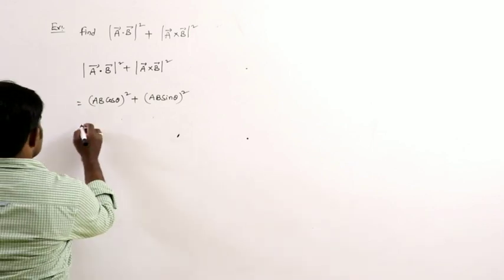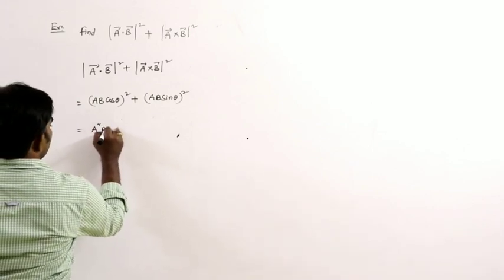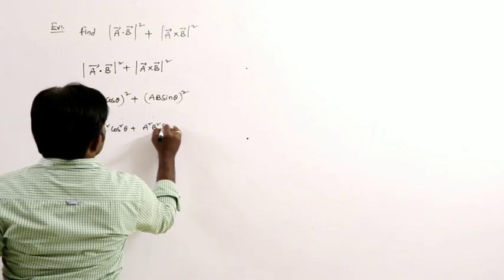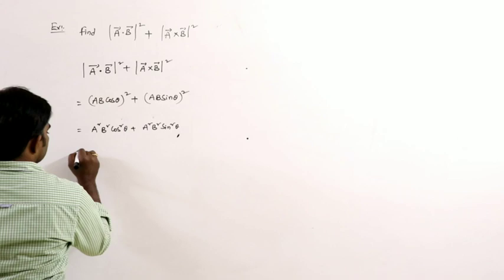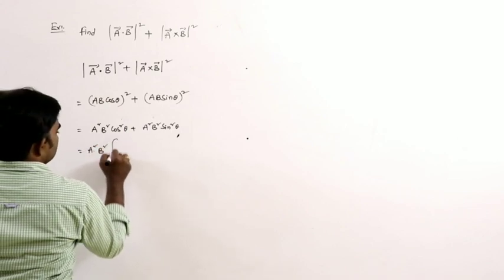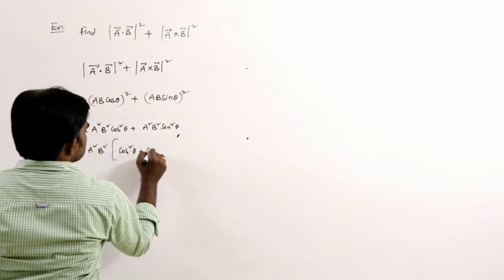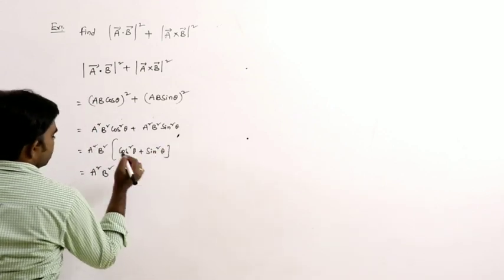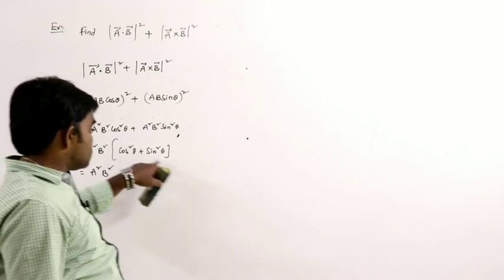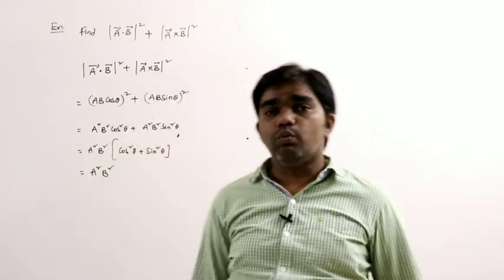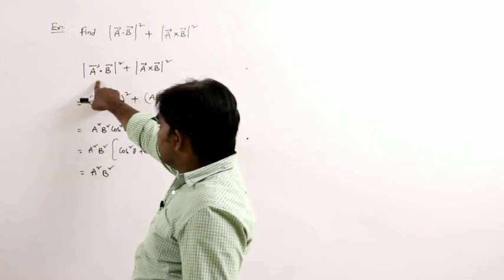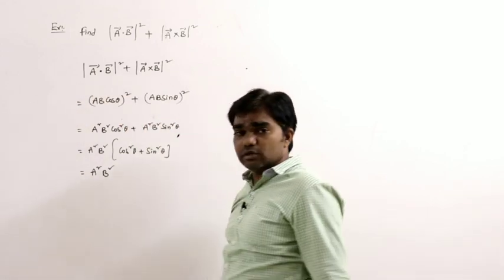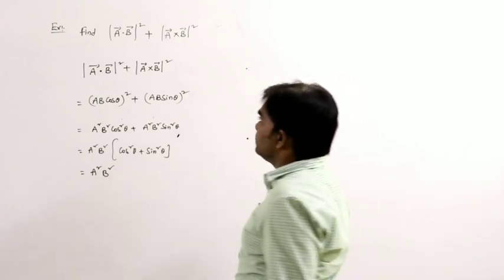So now we can write it as A square B square cos square theta plus A square B square sin square theta. A square B square is common, times cos square theta plus sin square theta. That is simply A square B square, because cos square theta plus sin square theta is 1. So the value of modulus of a dot b whole square plus modulus of a cross b whole square is A square B square.